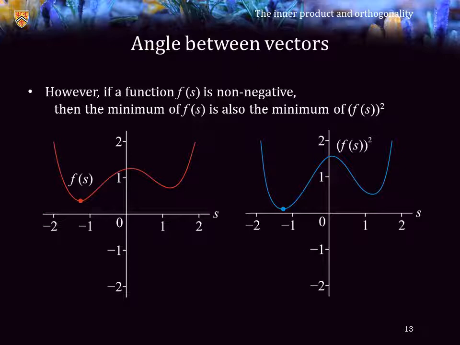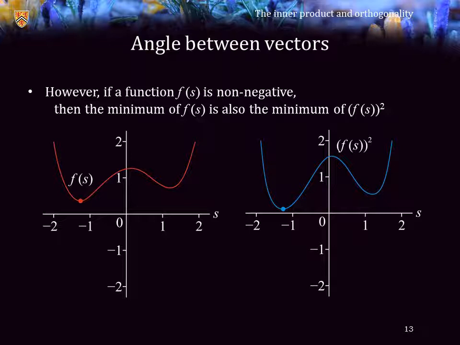However, if the function is non-negative, that means greater than or equal to 0 everywhere, then the minimum of f of s is also the minimum of f of s squared. So here we see a function that is strictly positive, and when we square that function, we see that the minimum of f of s is at the same point as the minimum of f of s squared. Why are we doing this?